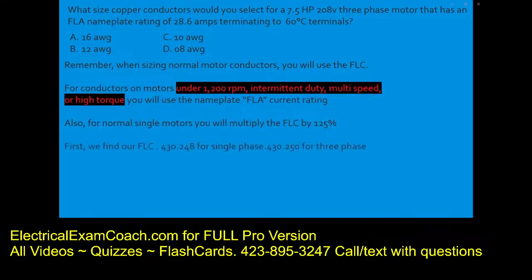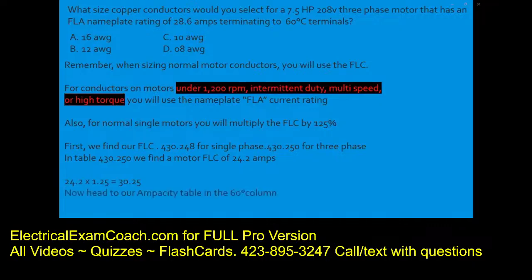So we head to our respective table. In this case, it's three-phase, so we're going to head to 430.250. Starting on the left-hand side, we're going to select our respective horsepower. Then we're going to come down and tee off with our voltage. Now we're going to select our FLC of 24.2 amps. Now we take that 24.2 amps, we multiply it by 1.25. That's going to give us a new amperage to size our wire by of 30.25.